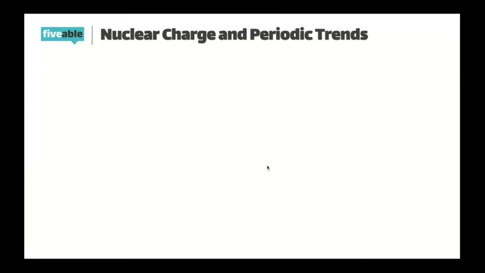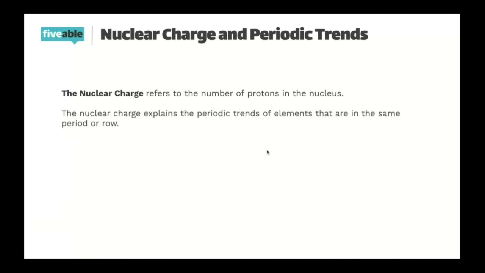As far as nuclear charge goes, nuclear charge refers to the number of protons in the nucleus. The more protons you have in the nucleus, the more positive the atom is, rather. I mean, you could be positive too, right? Yeah, I'm positive.